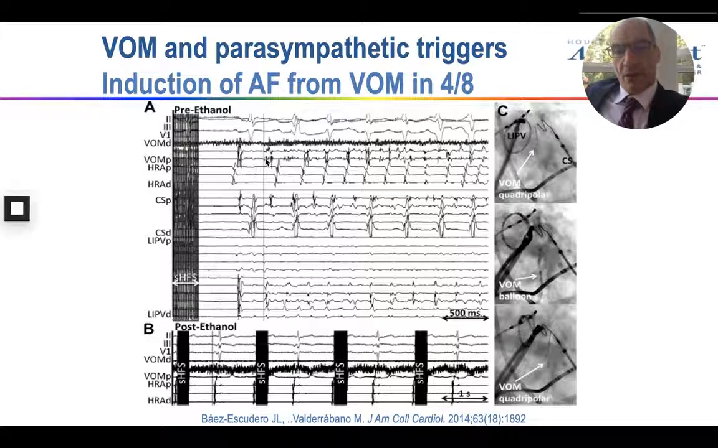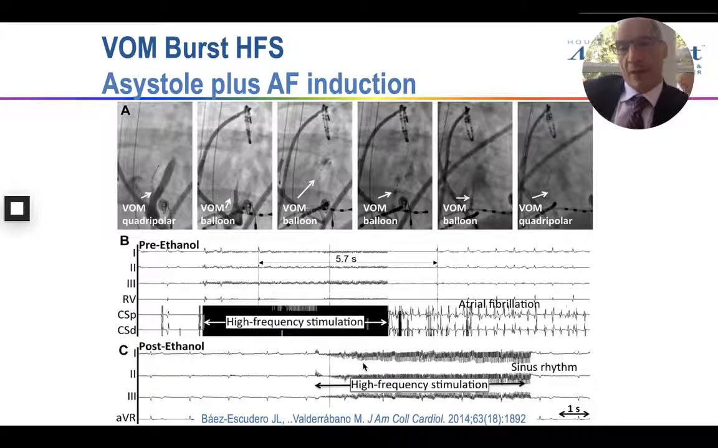When we gave alcohol, we repeated this procedure, and we could not trigger anything, thus suggesting the idea that we could de-innervate that area. It was far simpler to test this concept by doing a long burst of high-frequency stimulation, not synchronized to the P wave. The price you pay here is that you capture the myocardium, so you're going to induce atrial fibrillation.